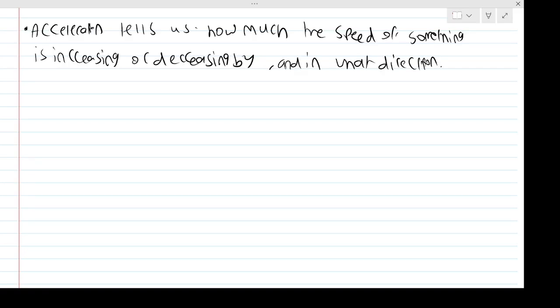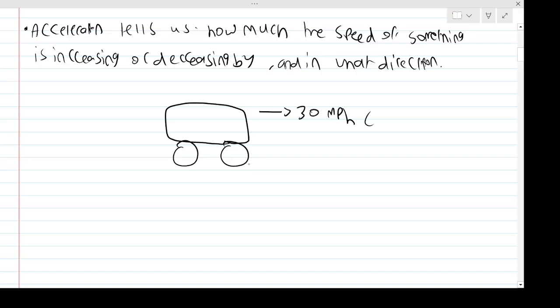Okay, so what does all this mean? So, for example, picture I don't know, some sort of car, right? I'm going to do a really bad drawing of a car. There we are. There we are, a car. So let's say they are moving at, let's say, 30 miles per hour. That's my speed, right?